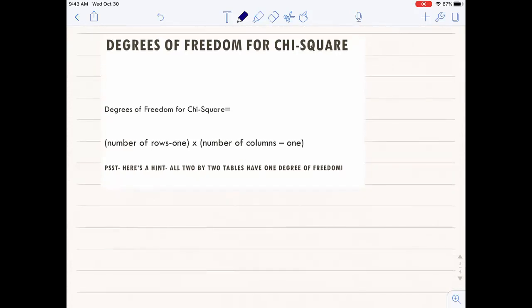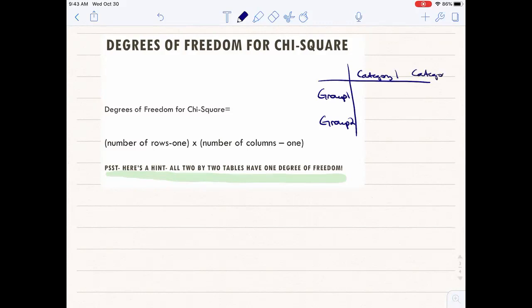And then there's this cute hint that was in the note. I highlighted the psst, which I thought was really cute. Here's a hint: all 2x2 tables have 1 degree of freedom. So I kept that in there. Because remember, what we're going to have is group 1, group 2, category 1, category 2. So this is a 2x2 table. The number of rows is 2, and the number of columns is 2.